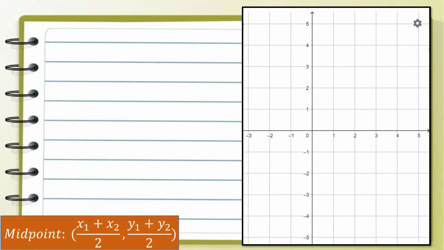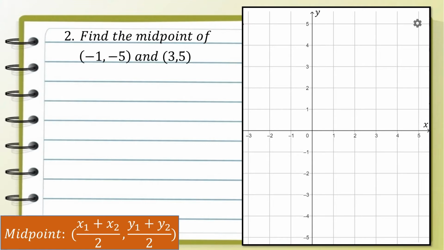Next, find the midpoint of (-1, -5) and (3, 5). So our first entries here, or our x coordinates, are -1 and 3. Add them up and later divide it by 2. Next, for our y coordinates, our first y is -5 and the second y is +5. So -5 plus 5, then later divide it by 2.